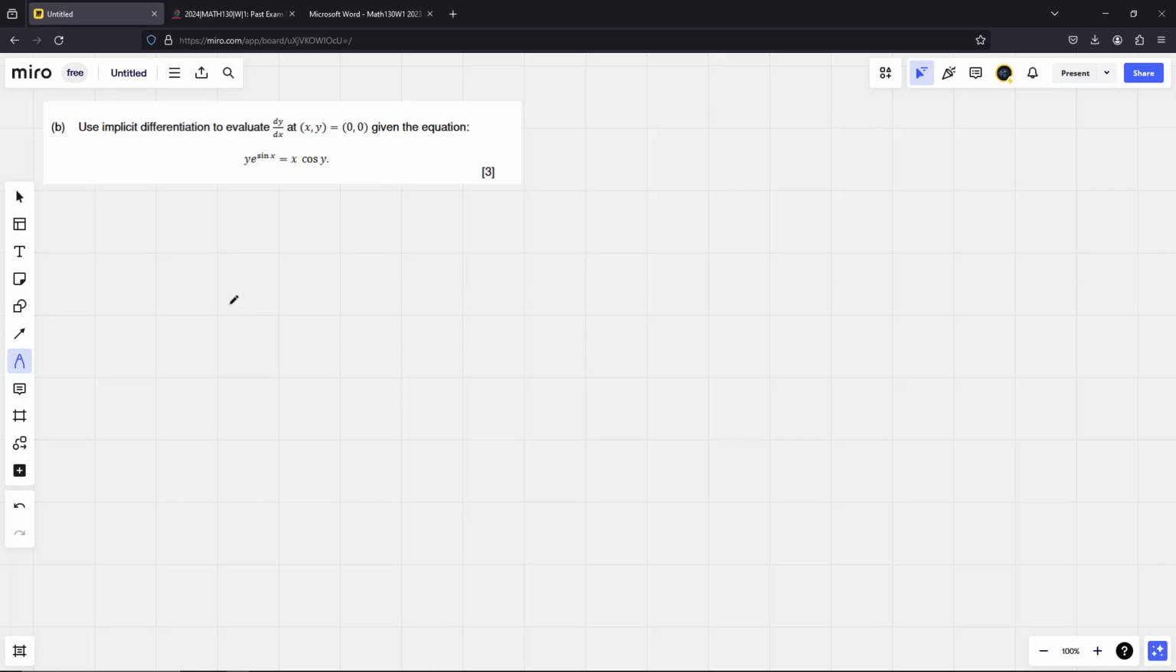Okay, so today we have another past year problem from the 2023 June examination for Math130, and it says use implicit differentiation to evaluate dy/dx at the coordinates (x, y) = (0, 0), given the equation. So firstly, I'm going to take the derivative of both sides: d/dx of y times e to the sine x, equal to d/dx of x cos y.